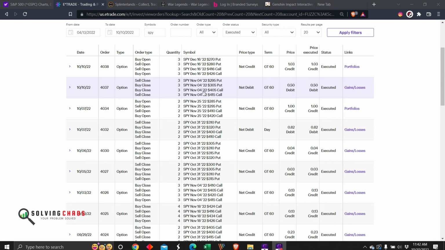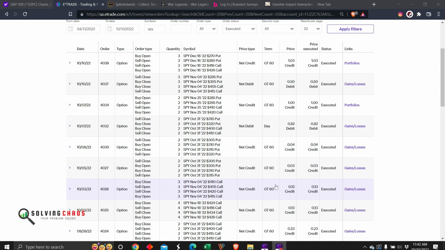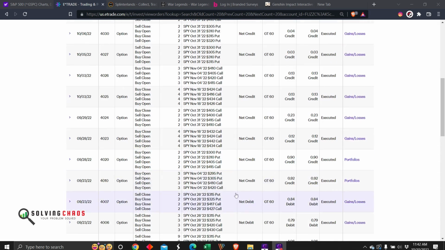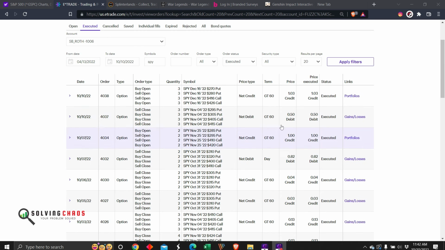If you follow this trade, there's a trade over here where I collected 13. And if you follow that one down here, I collected 92. So that's how I made money. 92 plus 13 puts me at $1.05, and I closed it today for 50. The difference is I made 55 minus the commission.